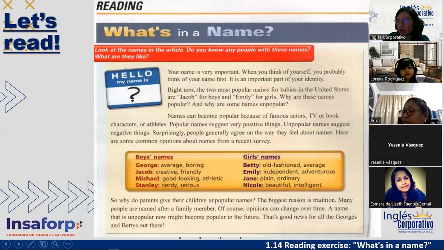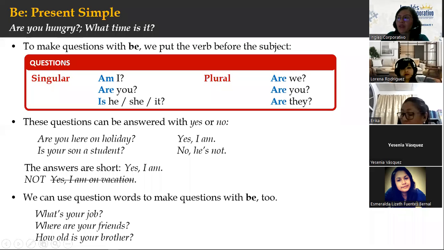Traje unos ejercicios para ustedes para que los hagamos acá. ¿Verdad? Y pues nada más reforzar lo que les había compartido hace un momento, ¿verdad? To make questions with be, we put the verb before the subject, ¿verdad? Don't forget that. And these questions can be answered with a yes or no, right? If we are talking about yes or no questions. Example: are you here on holiday? Yes, I am. Is your son a student? No, he's not, right? The answers are short. Yes, I am. Or no, I'm not, right?